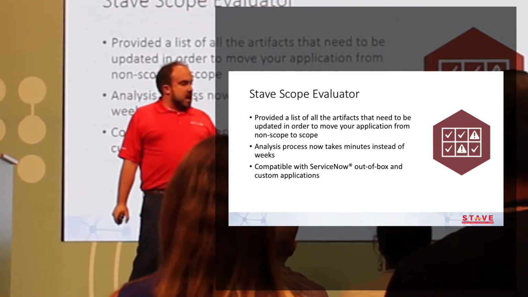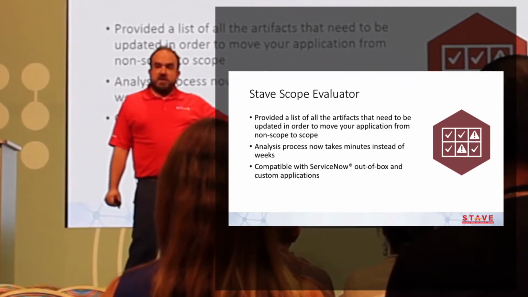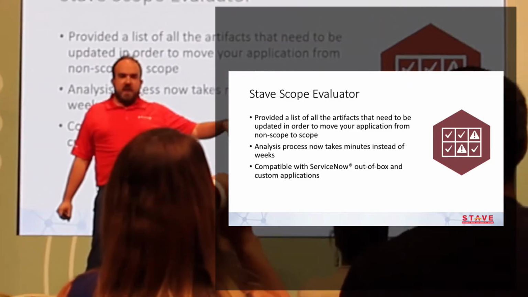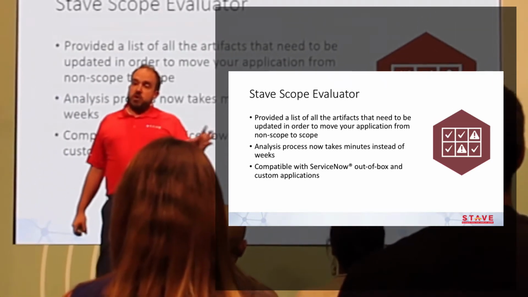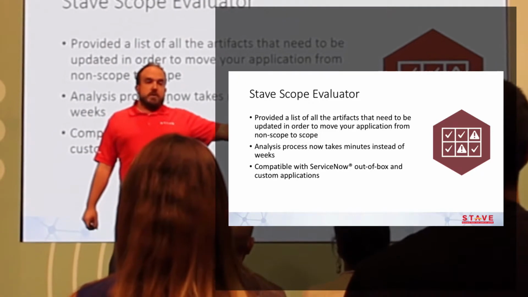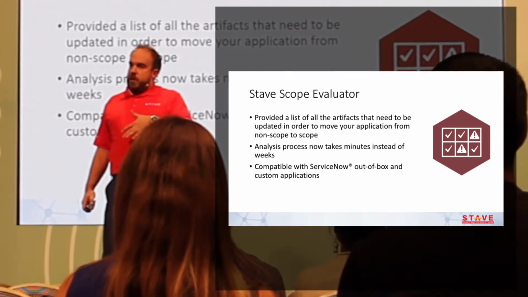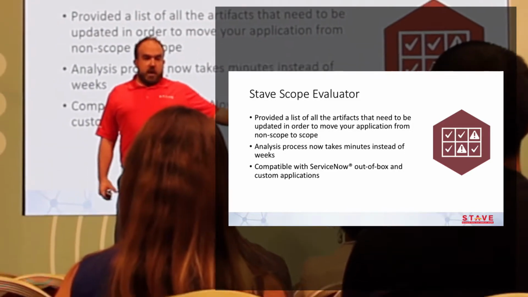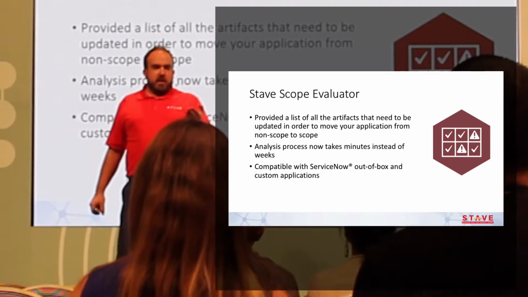So the analysis now takes basically minutes, and it's not only compatible with global applications from ServiceNow, but even with custom applications. So if you ever build a custom application and go global, you can run our tool against it, and it's going to give you basically a list of all the artifacts that need to get migrated, so you can have a successful migration. So basically you're getting your checklist.